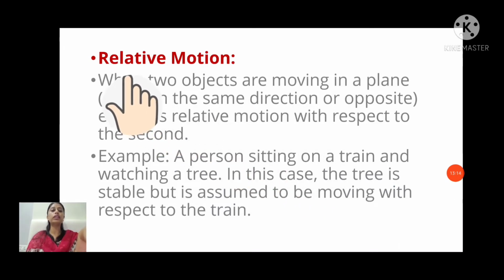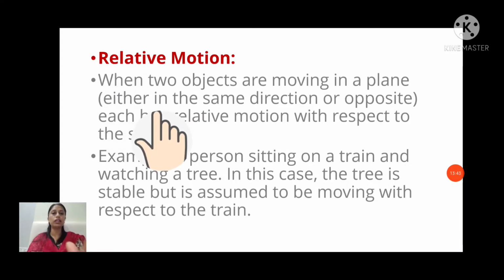Now we will understand relative motion. By the word relative, we can understand that it is the motion of objects which are related to each other. Suppose any two objects are there, so in their motion something will be related to each other. That is why the word is relative motion, meaning motion which is related to another thing or another object. Here we'll see in detail what relative motion actually is.